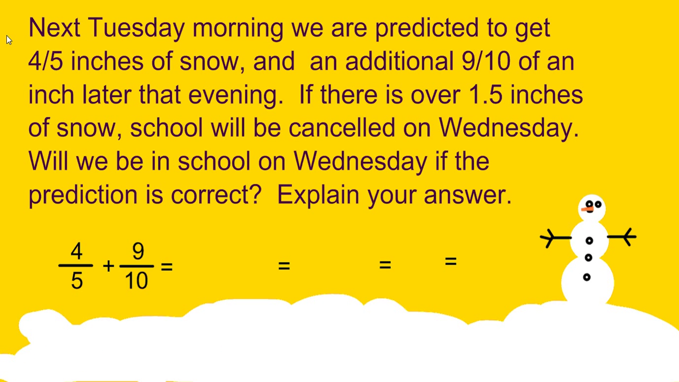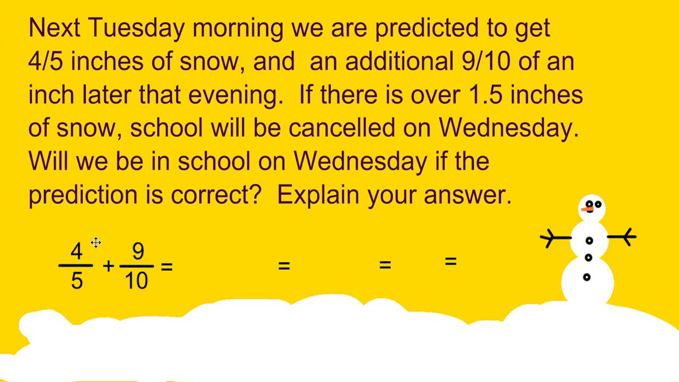Let's have a look at a real world problem. So next Tuesday morning, we are predicted to get 4/5 inches of snow and an additional 9/10 of an inch later in that evening. If there is over 1.5 inches of snow, school will be canceled on Wednesday. Will we be in school on Wednesday? If the prediction is correct, explain your answer. Pause the screen, discuss it with a partner, and then we'll go over it.